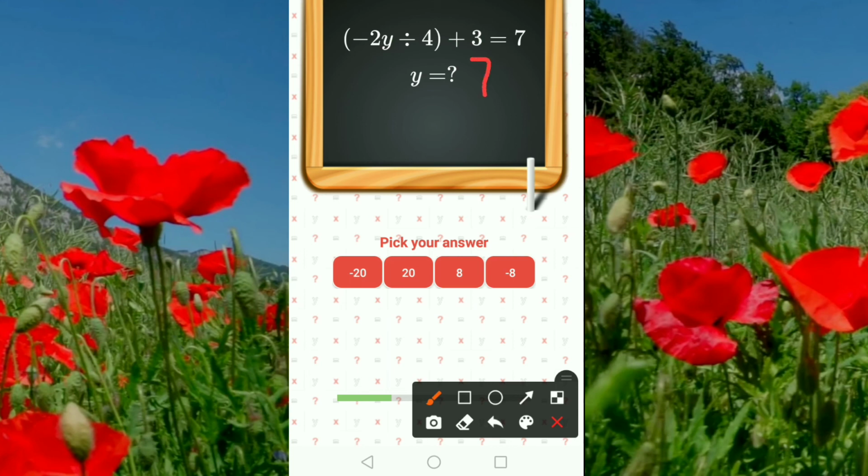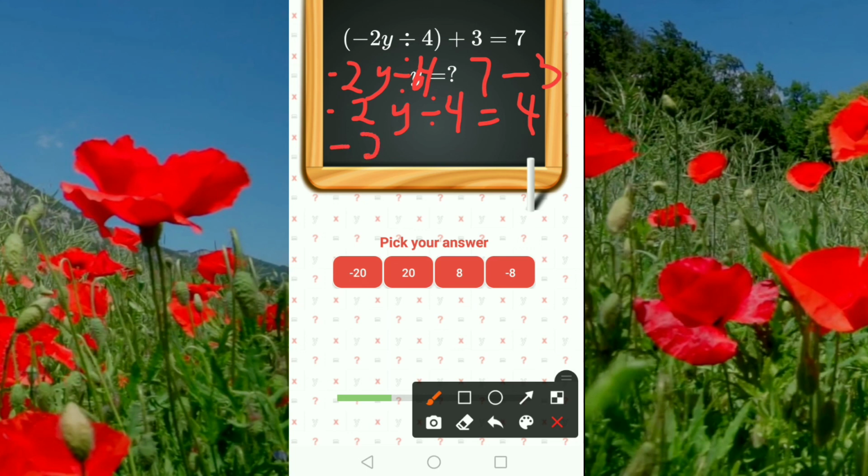So 7 minus 3. Let's erase the y first. So copy the negative 2y divided by 4. Negative 2y divided by 4 equals 7 minus 3, positive 4. So we need to follow the largest number. And then step 2, we need to multiply the 4 on both sides.